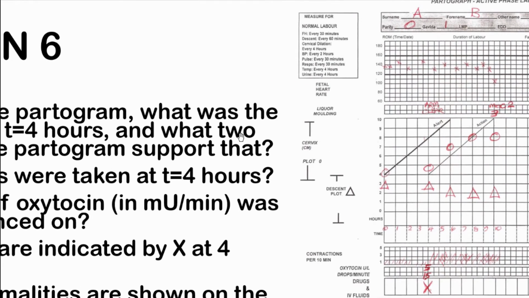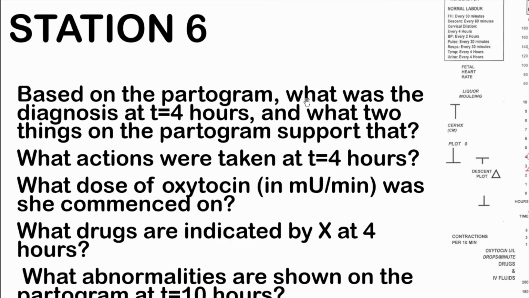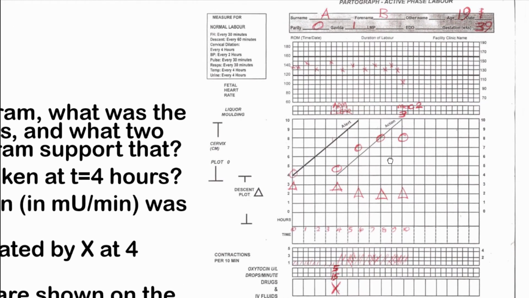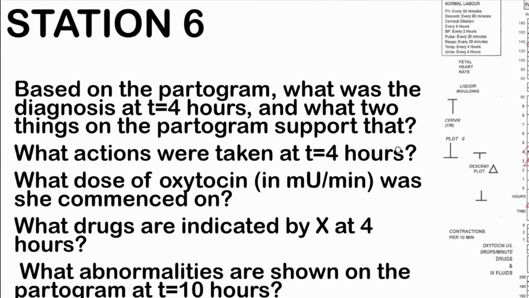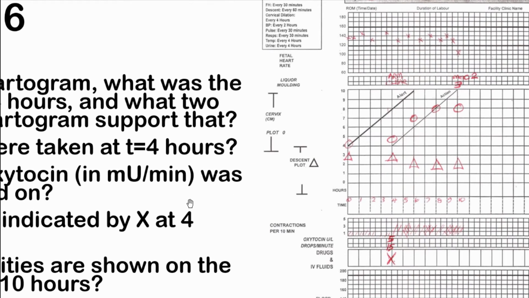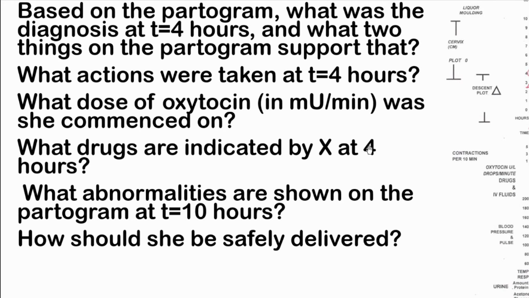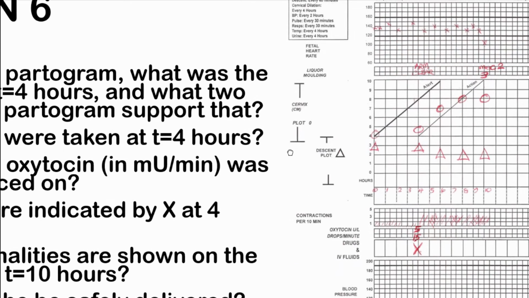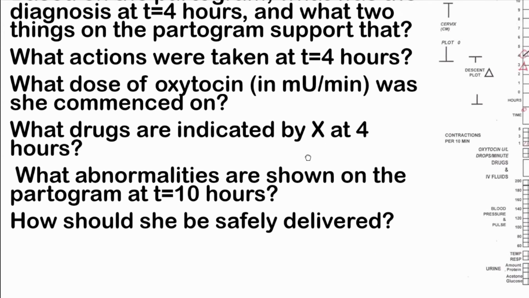So let's go to the questions and see. Based on the pathograph, what was the diagnosis at T equals 4, and what two things on the pathograph support that? So what's the diagnosis at T equals 4? You can pause the video now. And then we go back: what dose of oxytocin was she commenced on? Let's go back to that. So what dose was she commenced on? Then what abnormalities are shown on the pathograph at T equals 10? Then last but not least, how should she be delivered?